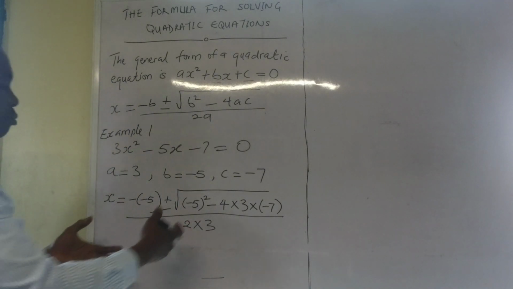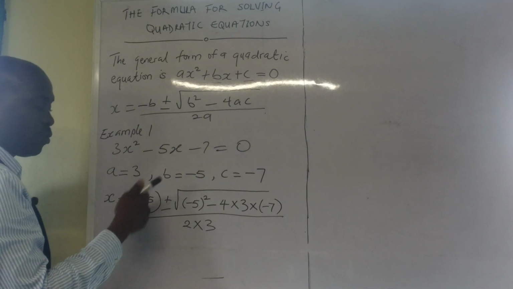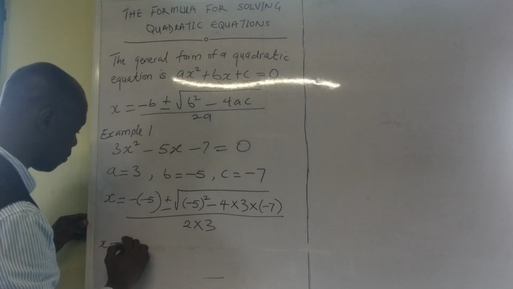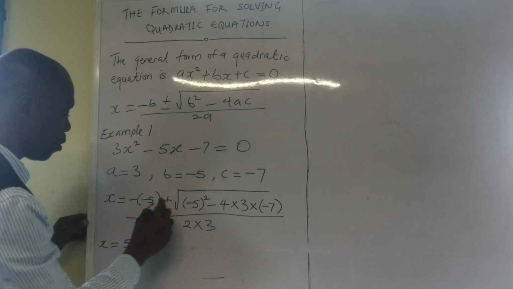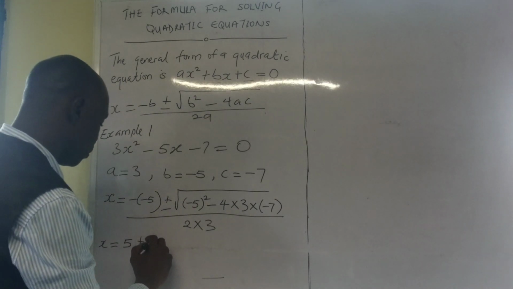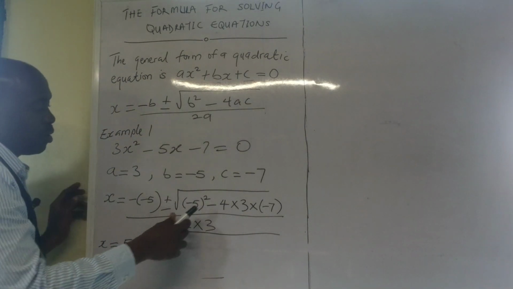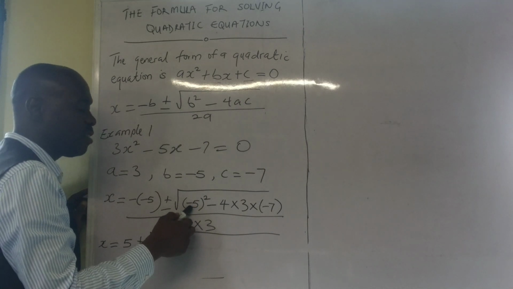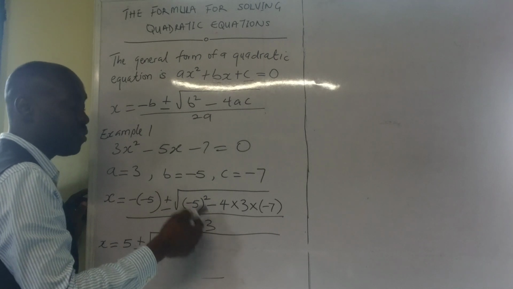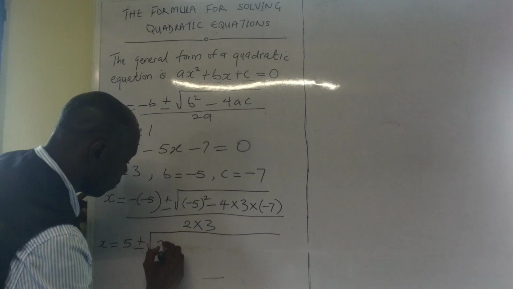So let's try to work on it now. Let's start from here. Negative times negative gives you positive. So we have x equals 5, then plus or minus the root. Now, we have negative 5 and it is raised to power 2. 5 times 5 is 25. Minus times minus is going to give you plus. So we have 25 here.